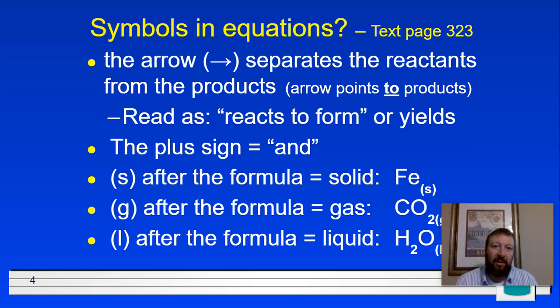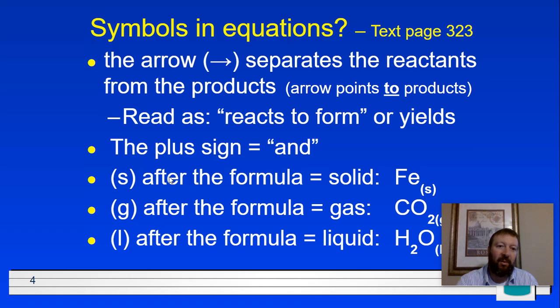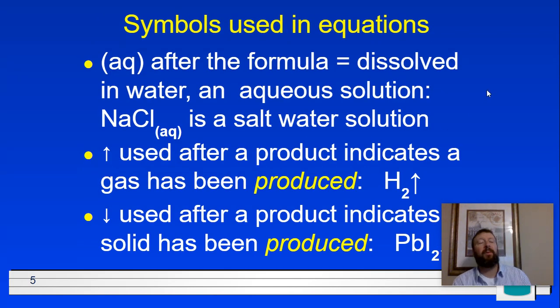Now, a few of the symbols they use: the arrow is a lot of times used to mean equals. It's kind of the equal sign in a math equation. The plus sign means and. These letters, S, G, and L, that they put after the substance aren't in every equation, but when they are used, they tell you what state of matter it's in: solid, gas, and liquid. AQ, which we learned when we were talking about the naming of acids, means dissolved in water. It doesn't have to be an acid, but a lot of times acids are dissolved in water. So if you see NaCl AQ, it's just salt water.